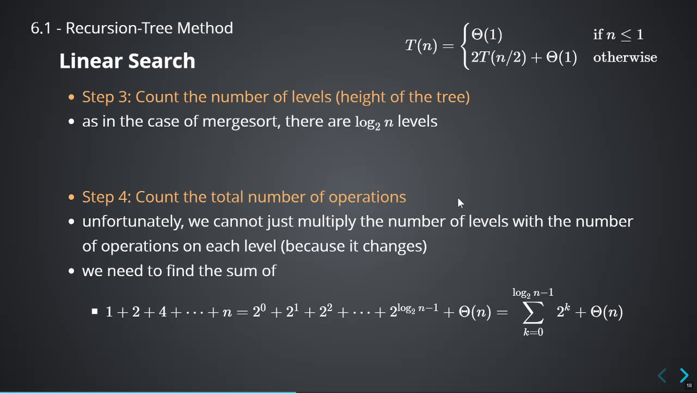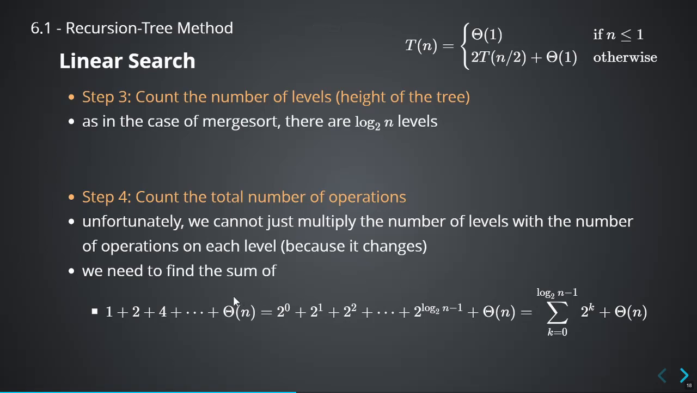So you need to find the sum of 1 plus 2 plus 4 plus dot dot dot plus n, right? And we still need to add this theta n here. Sorry, I'm missing the theta n from there. Let me fix that. Okay, fixed. So we have to find the sum of 1 plus 2 plus dot dot dot, like powers of 2, up to 2 to the power of log n minus 1. And then the last level is just theta n. So we'll keep it like that. So we have the summation here.